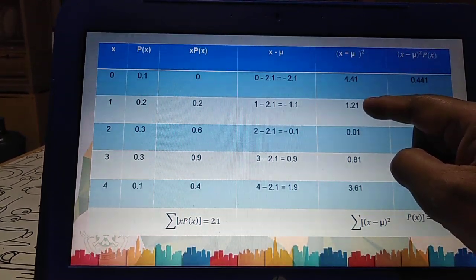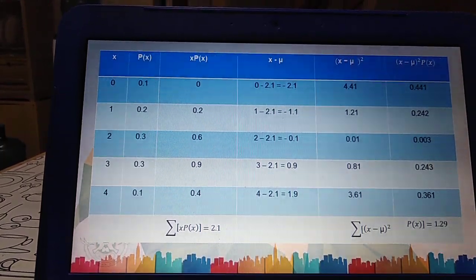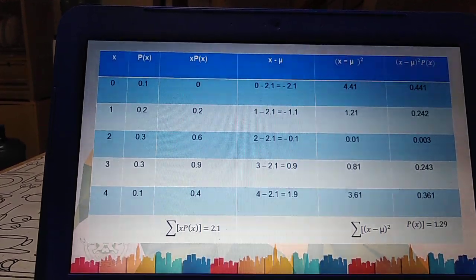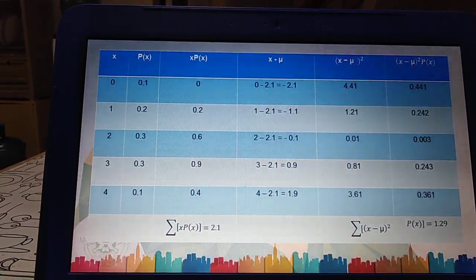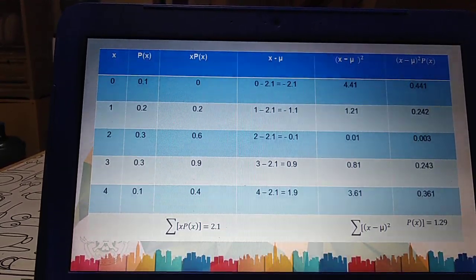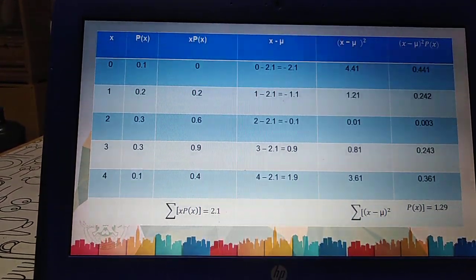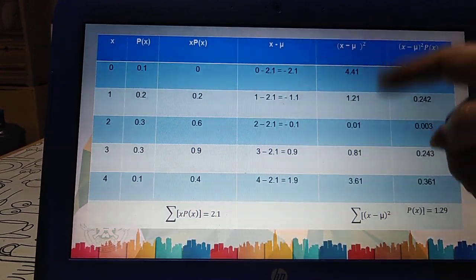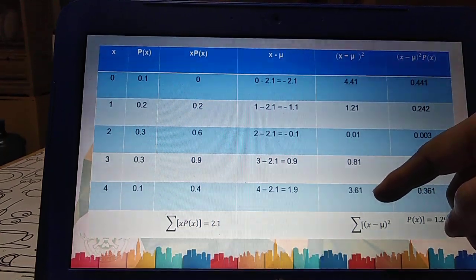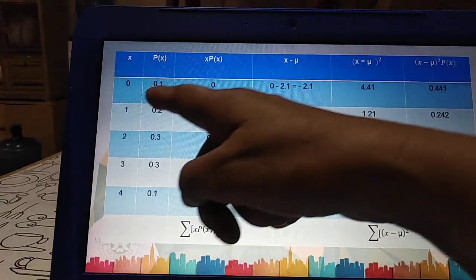1.21 is the square of negative 1.1: negative 1.1 times negative 1.1 is positive 1.21. We square 0.1, we get 0.01. We square 0.9, we get 0.81. We square 1.9, we get 3.61. So these are the squares of this. And then we simply multiply this 4.41 by its probability 0.1.